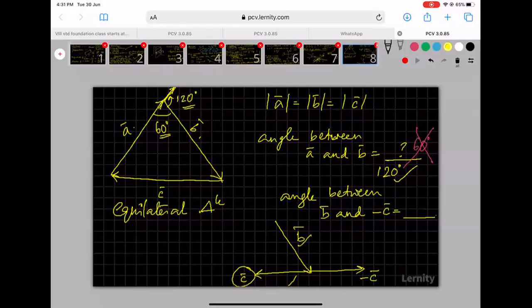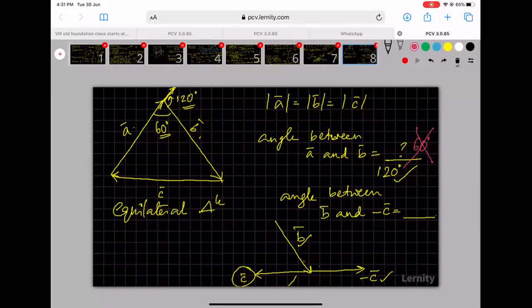Now I have B bar and minus C bar vectors. I need to calculate the angle between them. The angle between them is not this. Why is it not that? Because B bar and minus C bar are not co-initial, and they are also not co-terminal. So we may have to redraw them first. Okay, how do I redraw?